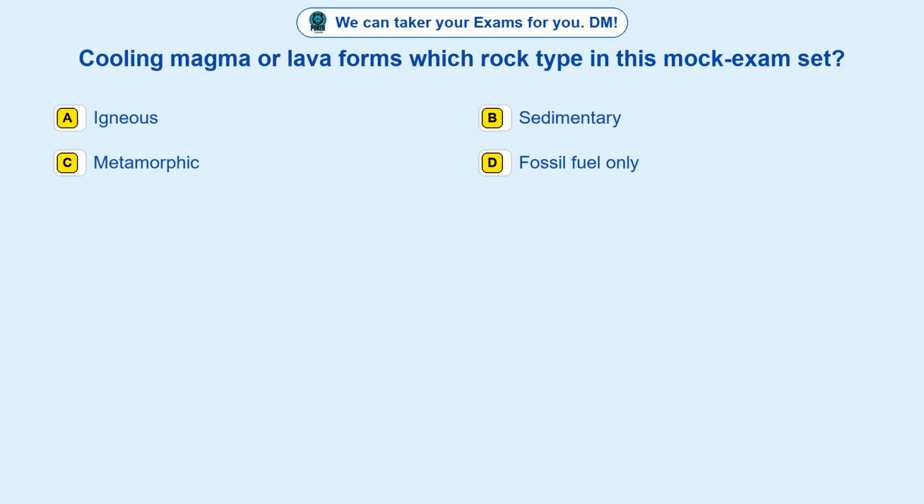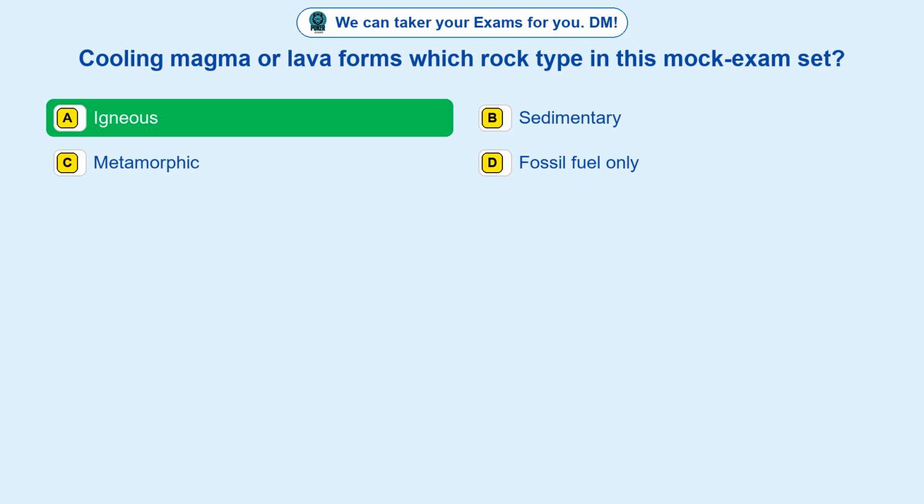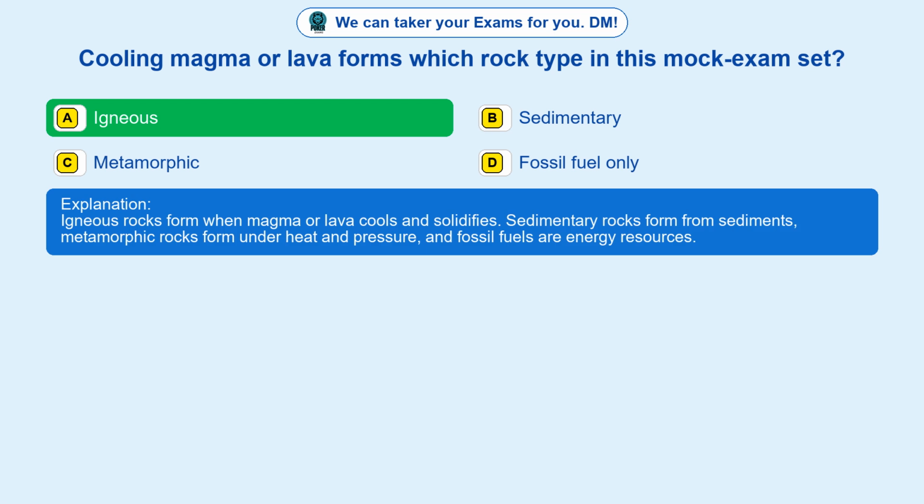Question 84. Cooling magma or lava forms which rock type in this mock exam set? Option A, igneous. Option B, sedimentary. Option C, metamorphic. Option D, fossil fuel only. The correct answer is option A, igneous. Igneous rocks form when magma or lava cools and solidifies. Sedimentary rocks form from sediments, metamorphic rocks form under heat and pressure, and fossil fuels are energy resources.